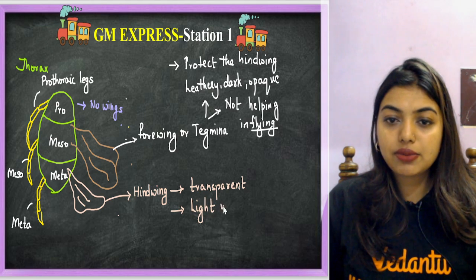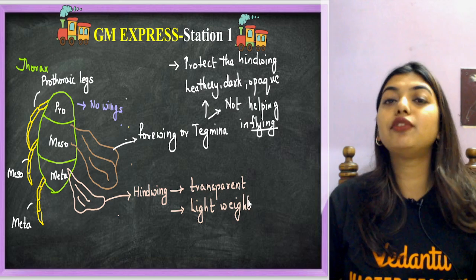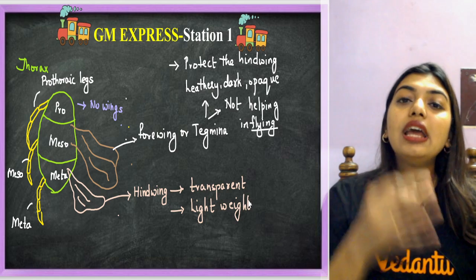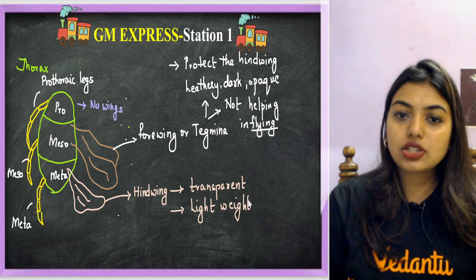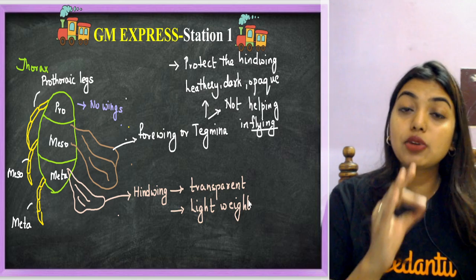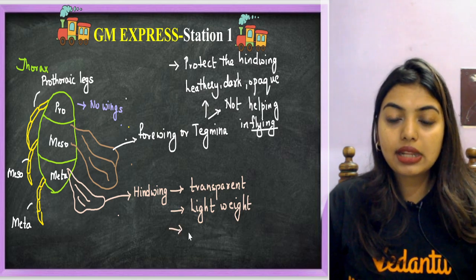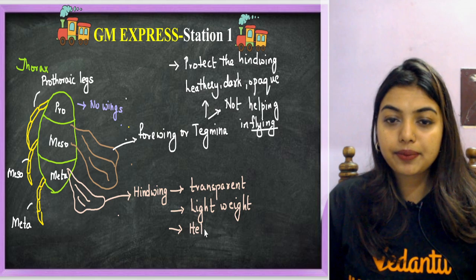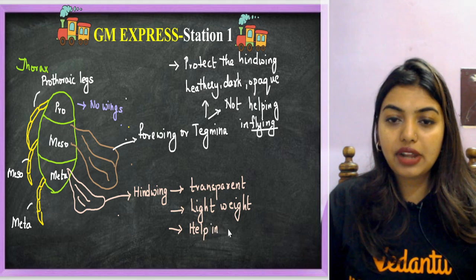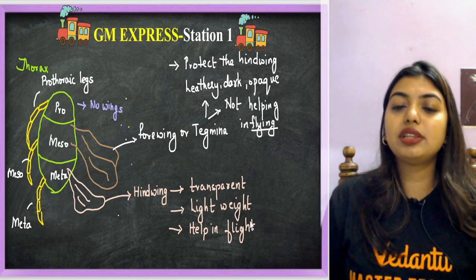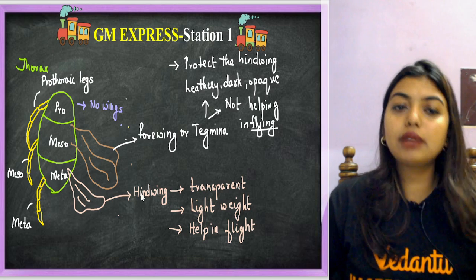Okay, lightweight. So that is the reason why they have given four wings, because if four wings are not there, hind wings will not get protected. Yes or no? So to protect the hind wings, because this is the one who is actually going to help in flying. Okay, help in flight is going to be this wing. So this wing is being protected by four wings.